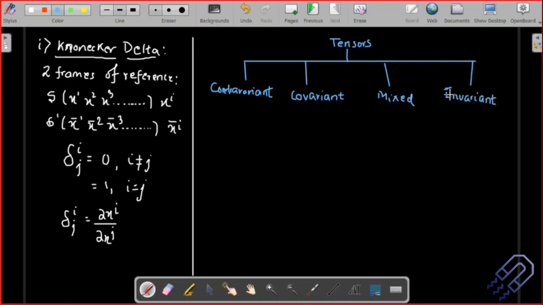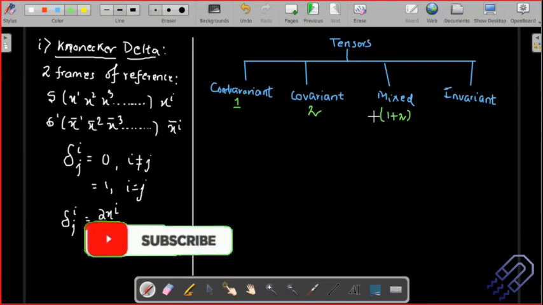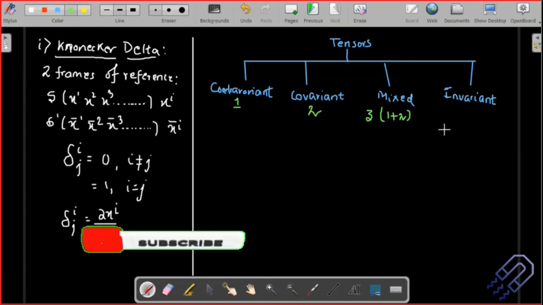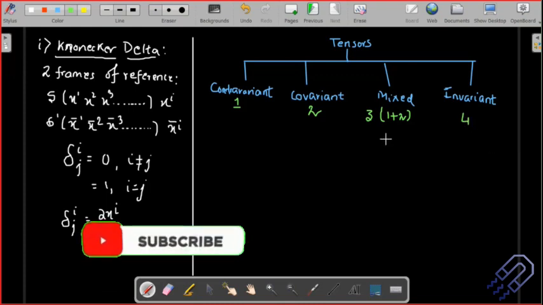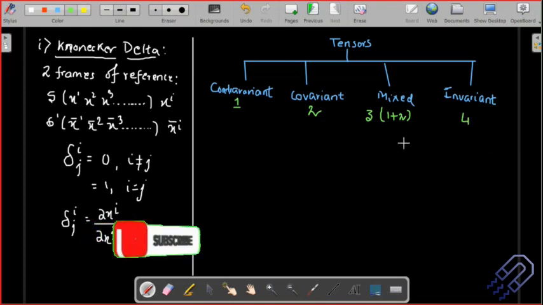So there is no variation, we call it invariant tensors. So there are four kinds of tensors, okay, and let's say if I represent this as 1, represent this as 2, this mixed tensor would be 1 plus 2. If we mix, we have a mixture of contravariant and covariant tensor, this will be the mixed tensor. Let's represent it as 3 and let's write this as 4. So these are the four kinds of tensors that we have, okay, and we are going to just look into each of them one by one, okay.